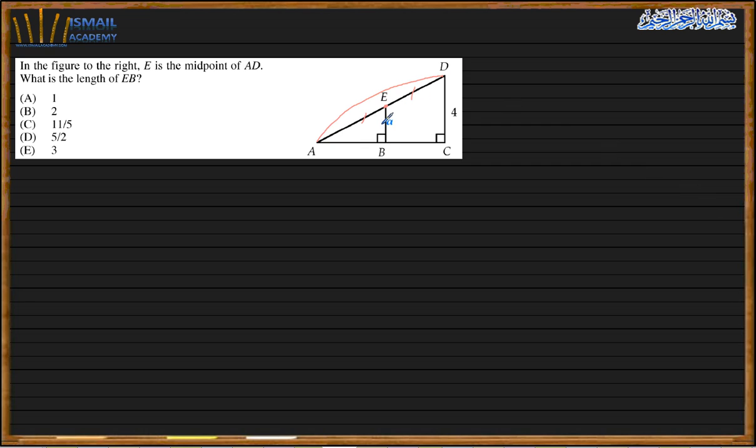So if they are similar, I will have x over 4 is the same thing as a over 2a, because if this is a, this is a, the whole thing is 2a. So we'll have x over 4 is equal to a over 2a. If I cancel this, I will have x over 4 equal half, multiply both sides by 4. So we'll have x equal 4 over 2, which is 2. That means this should be 2, and B is my choice.